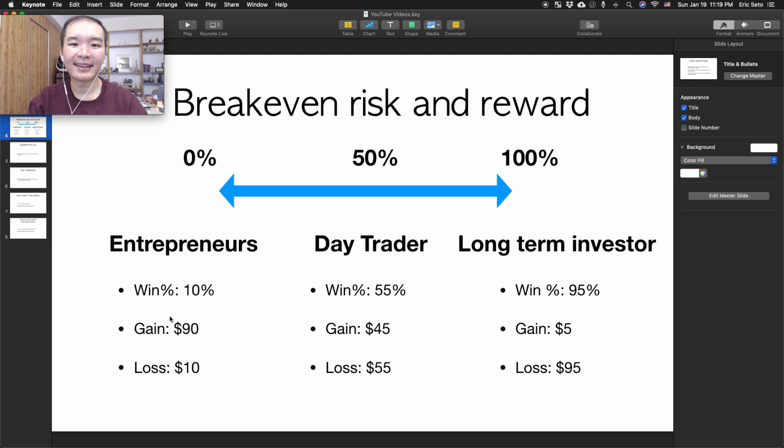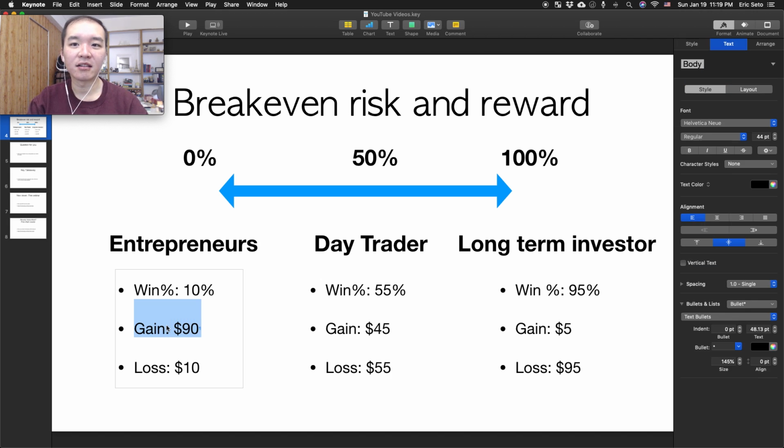And in that case, you really need a high gain. So in this case, you need a gain of $90 in order for you to break even if what you're investing in is $10. So that's why when you're looking at venture capital or angel investors, they give you a very small amount of money, and that is mainly because the probability of failure is really high. So when you're looking at that as a startup, because your failure rate is high, the gain you need to aim for is also really high.